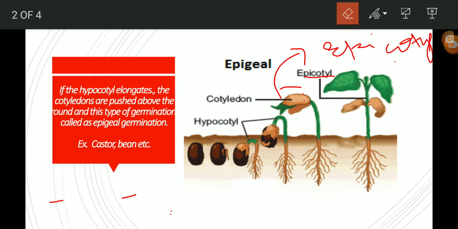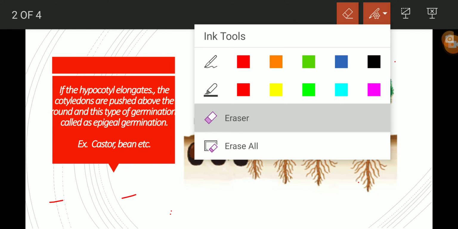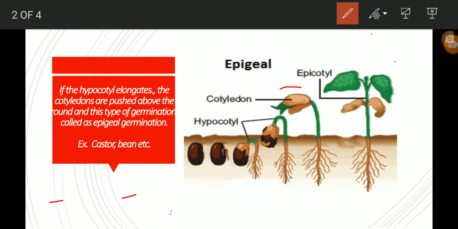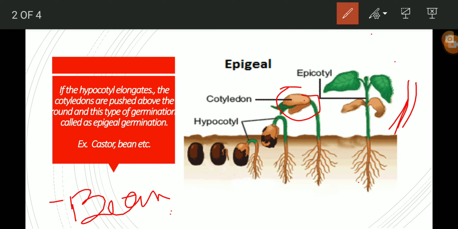If this is clear, then only you will be able to understand epigeal germination. So in epigeal germination, students, the cotyledons are pushed above the ground, above the soil. This cotyledon is pushed above the soil, and this type of germination is called epigeal germination, in which the cotyledon will be above the soil. The example is castor bean. Okay, now we will take the example of a bean seed. Bean, this is epigeal germination.